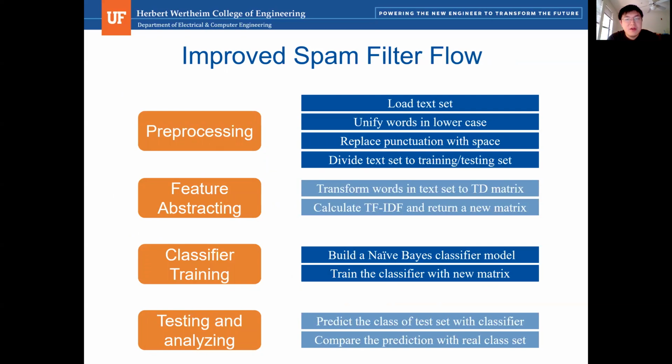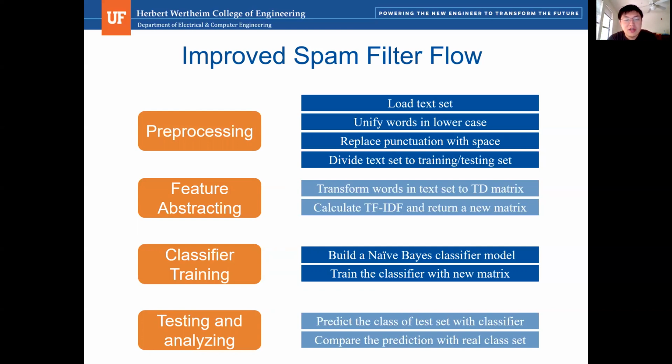Here is the improved spam filter flow containing 4 parts. First is preprocessing. We need to load the text sets, unify words in lowercase, and replace the punctuation in the text with spaces. Then we divide the text set into training and testing sets. The second part is feature extraction. In this part, we transform words in the text set into a term-document matrix, calculate the TF-IDF value, and return a new matrix with the values.